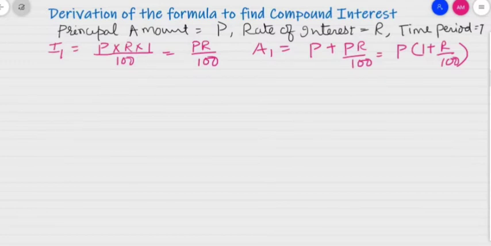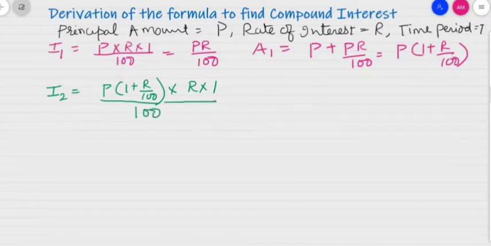first term. Now, how do you find the interest for the second term? Let us see how you can calculate the interest for the second term. For the second term, interest will be principal amount. What is the principal amount? P into 1 plus R by 100. This is the principal amount, multiplied by rate. Again, time will be 1 term divided by 100.